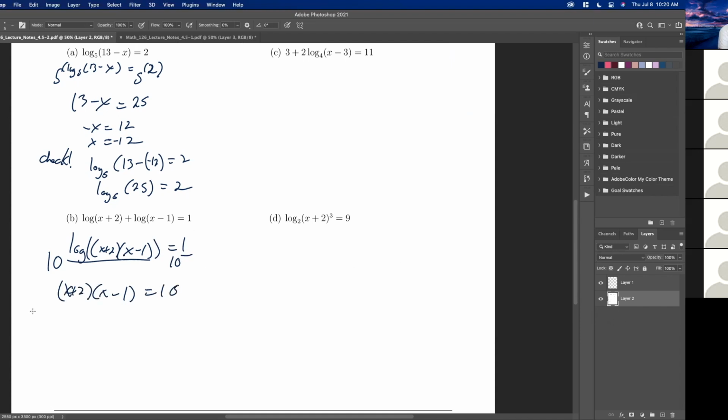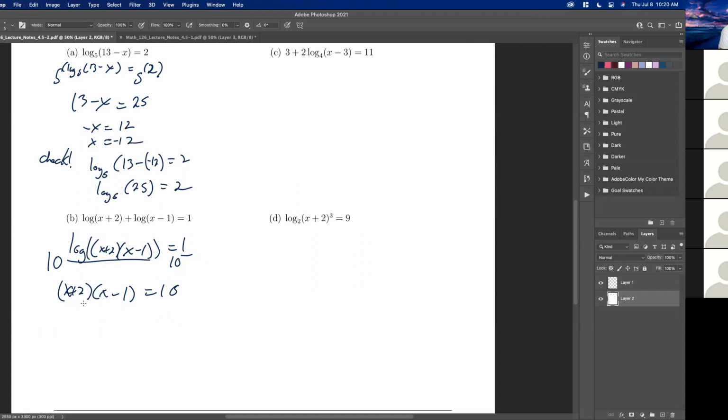Now I'm going to say x plus 2 equals 10, and x minus 1 equals 10, right? No, it's all bad. Do not do this. I see it done all the time because you're just so used to, once you have a product, making each factor equal to that. That only works if the product is 0.